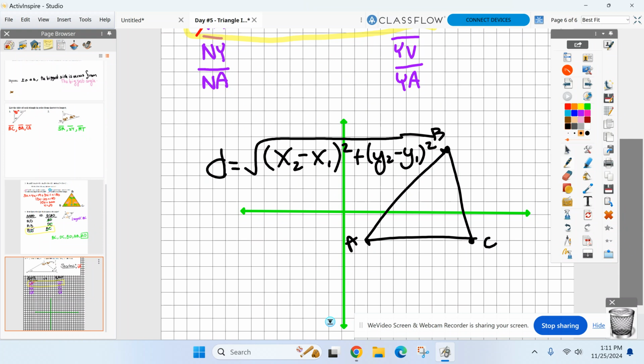So you will need the distance formula for that one to figure out what the biggest side is, and that'll be across from the biggest angle, and you can go from there.